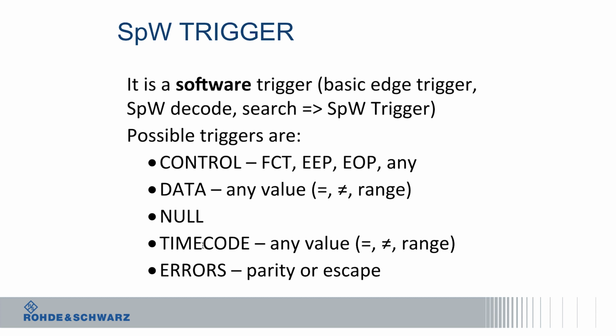You can also trigger on time codes. It's similar with data, where you can configure any value to be equal, to be different, or a range. And in terms of the SpaceWire errors, you can trigger on parity error or on escape error.